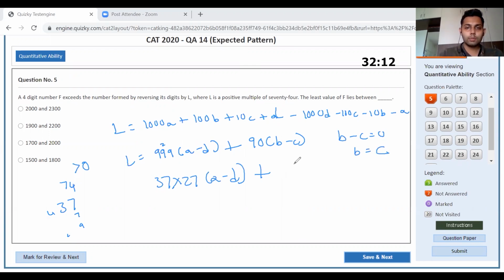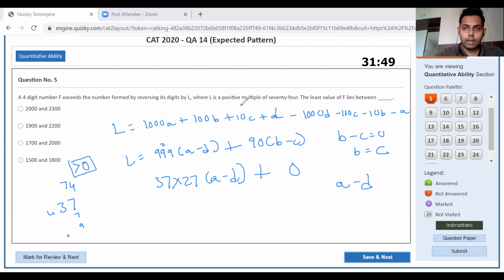Okay, so it's plus 0. Now I needed 74. This is not even. So A minus D should be even, right? So A minus D has to be even. Okay, but can A be equal to D? A cannot be equal to D because L is a positive number. It has to be greater than 0.